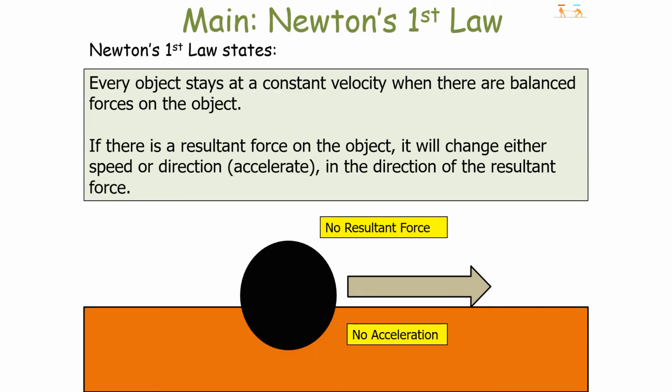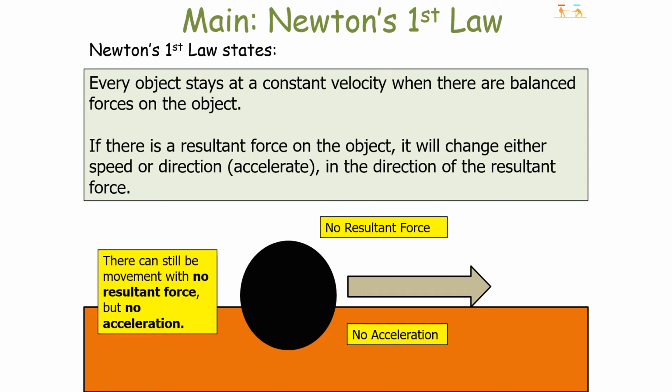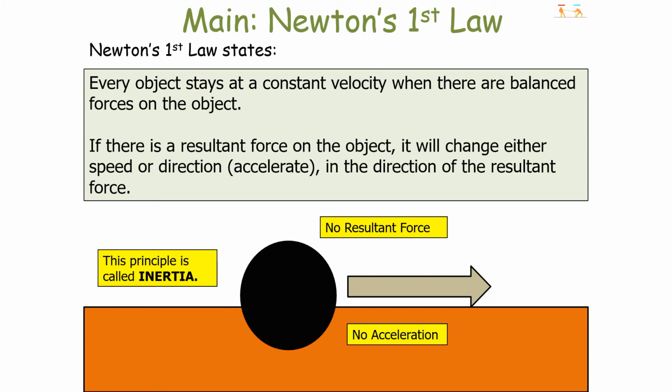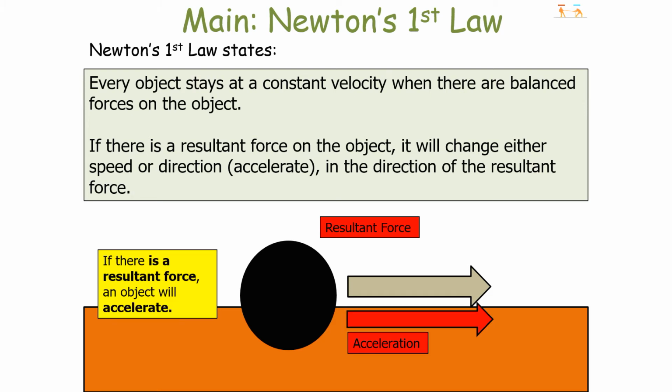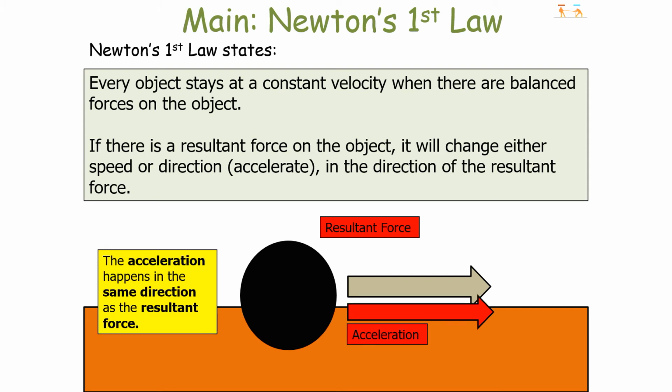So if we consider Newton's first law, what we've got to understand is that if there's no resultant force on an object, there is no acceleration. Now there can still be movement with no resultant force, but there cannot be any acceleration. So if there's no resultant force, it means the object moves with the same speed in the same direction. This principle is called inertia. Yet if there is a resultant force on an object, it will accelerate. So the acceleration happens in the same direction as the resultant force.